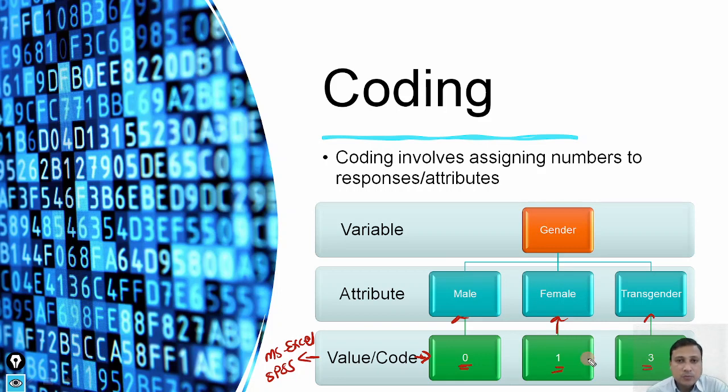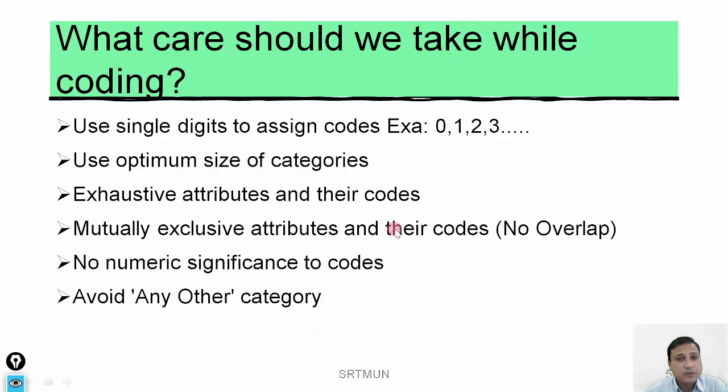Now, is there any thumb rule that what number should we use? There is no thumb rule. You can exchange all the numbers here. For example, someone can give 3 to male, 2 to female, and 4 to transgender, no problem at all. It depends on you which number you wish to assign to that particular attribute. So that is the way that we go with the coding.